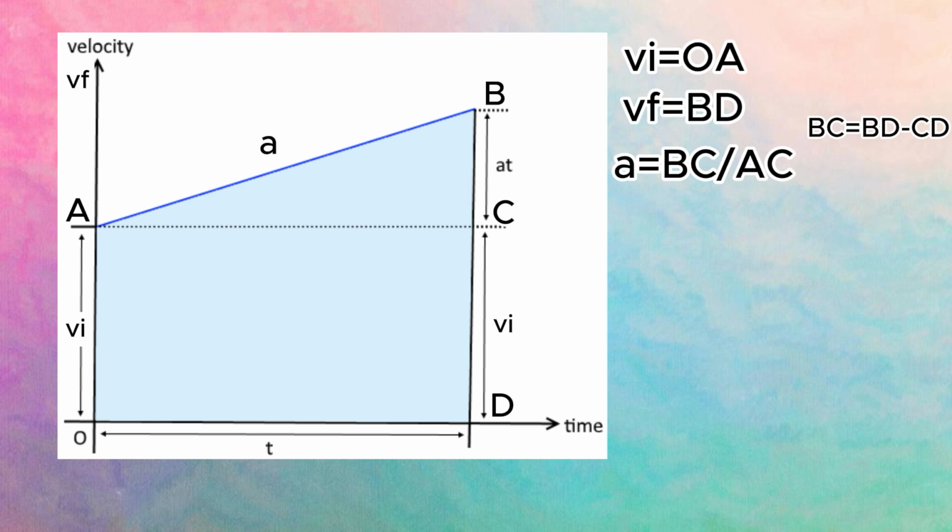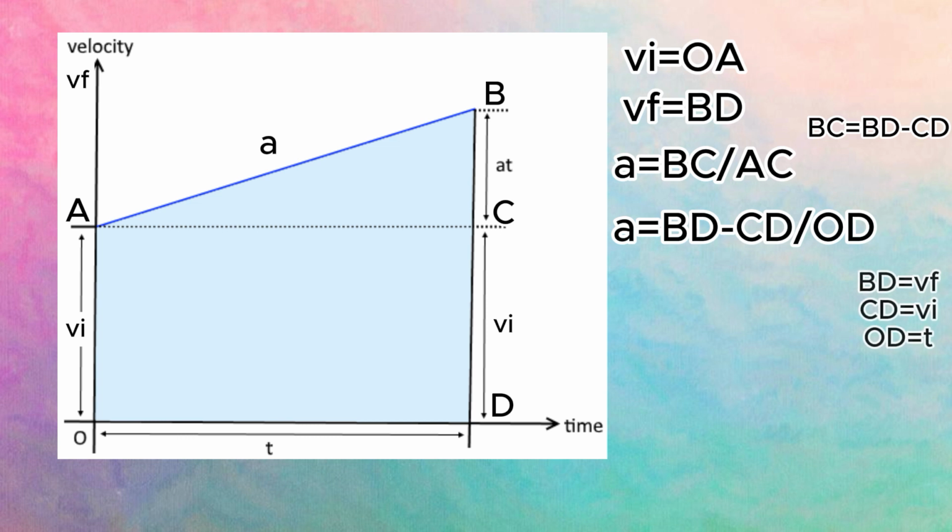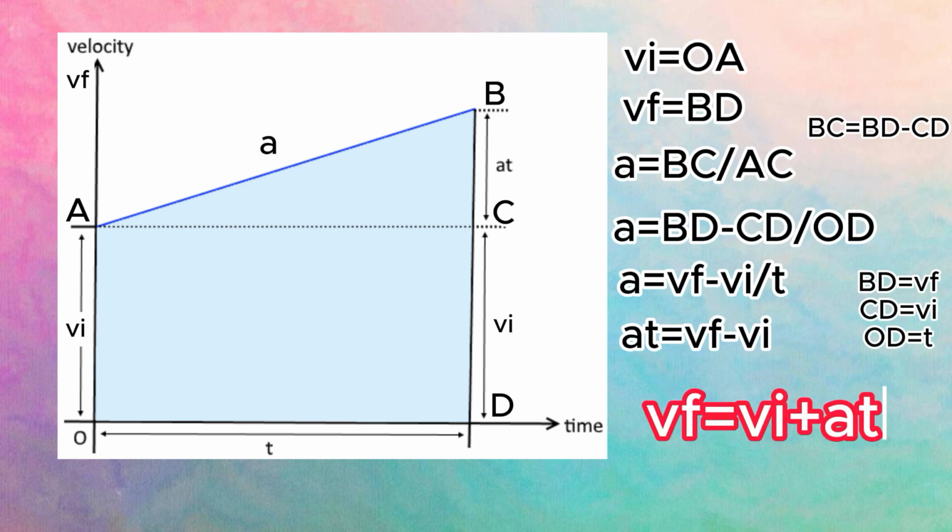So acceleration will be A is equal to BD minus CD divided by OD, and we know that BD is equal to Vf, CD is equal to Vi, OD is equal to t. Now, A is equal to Vf minus Vi divided by t. Rearranging terms, we get Vf is equal to Vi plus At. This is our first equation of motion.